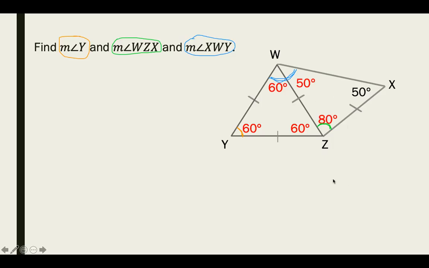Okay. So now that we've filled everything in, let's answer our questions. Angle Y, that's right here. That's 60 degrees. All right, next one. WZX, that's right here. That's 80 degrees. And XWY, that's this whole angle right here. So 50 plus 60 gives us 110 degrees.